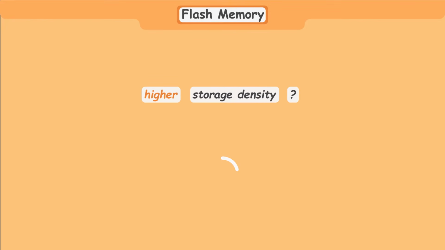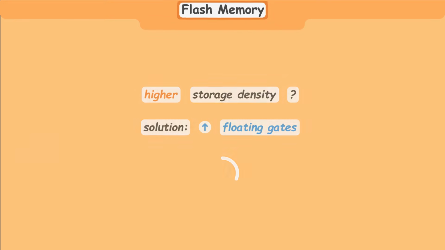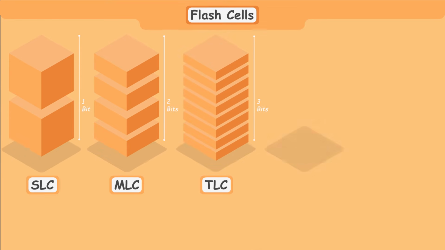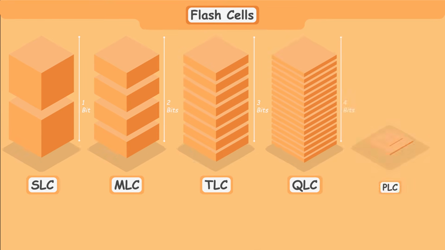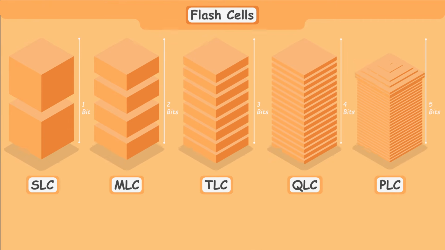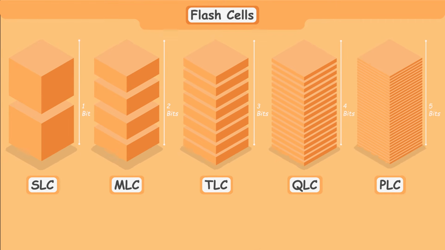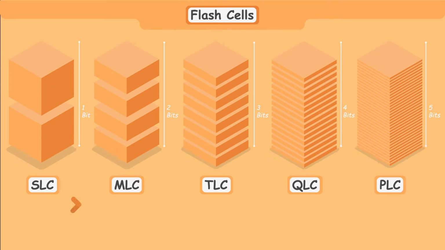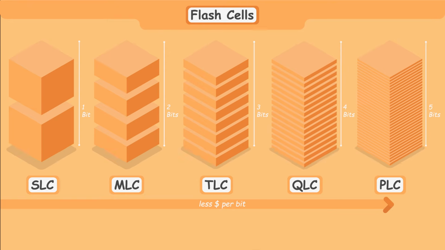In order to increase the storage density of memory chips, the number of floating gates in a flash cell is increased. The discussed floating gate MOSFET is a single-level cell and stores 1 bit of information. The multi-level cell stores 2, the triple-level cell 3, the quad-level cell 4, and the penta-level cell 5 bits. All are placed on the same die. Thus, more layers improve storage capacity while reducing cost per bit.